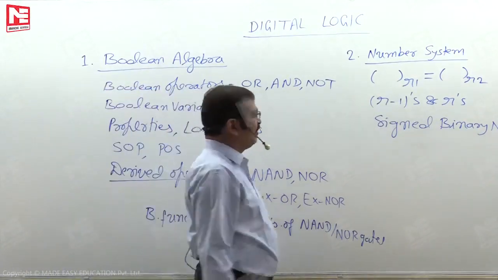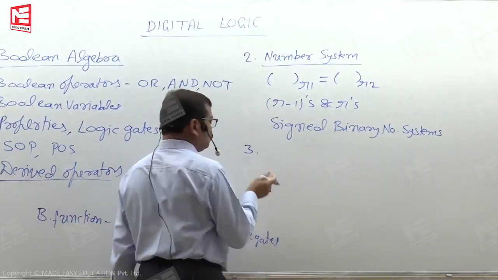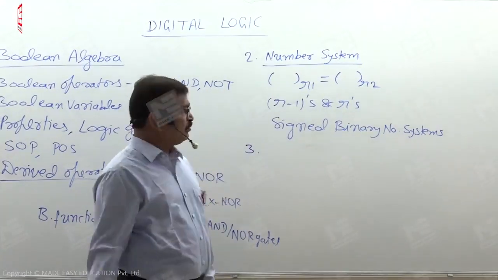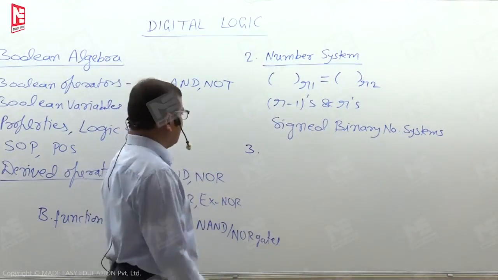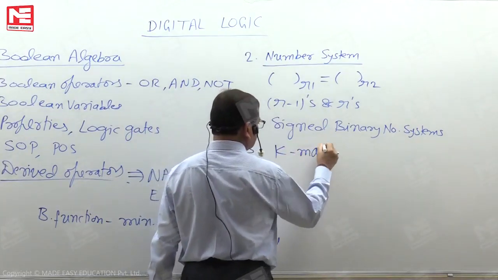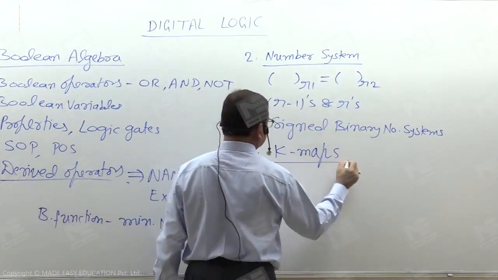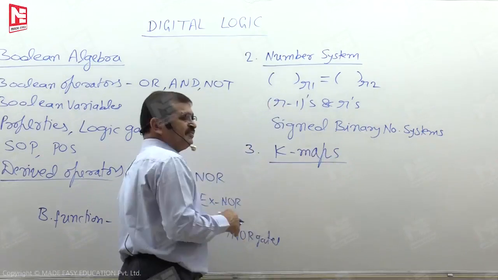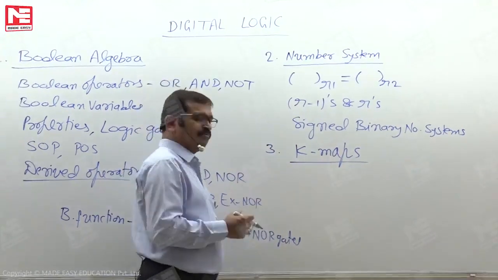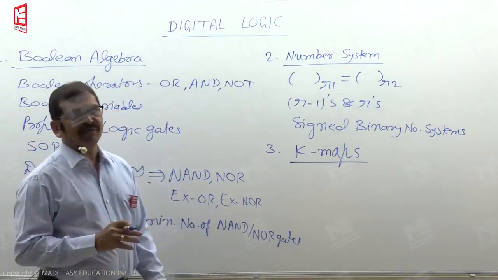After this number system topic, we'll be moving back to the Boolean algebra work. Here, we'll be learning Karnaugh maps. We'll be discussing K-maps. Under the heading of these K-maps, our focus is on a few of the basic important terms which are related with the minimal expression.